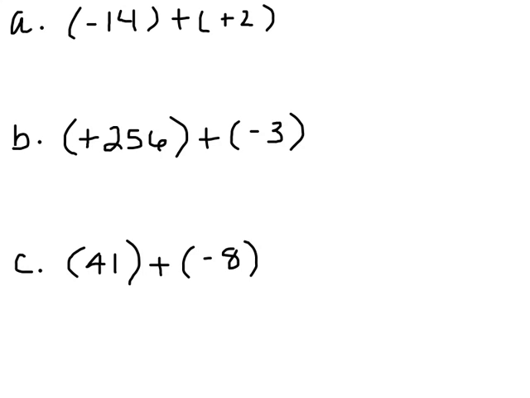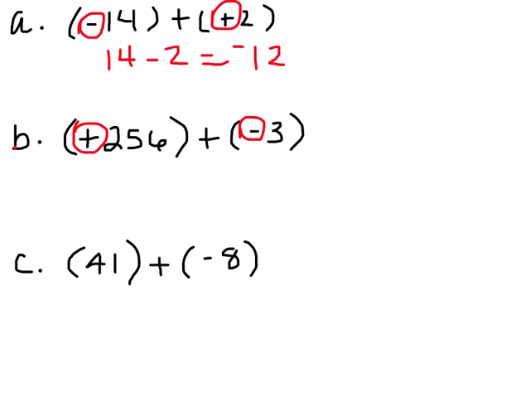Alright, in A we have a negative and a positive. So that means it's going to be a subtraction, so I'm going to say 14 minus 2 is 12. The larger number is 14 and it has a negative sign, so my answer is going to be negative 12. B, I have a positive and a negative, so it's a subtraction. 256 minus 3 equals 253. My larger number was positive, so this is going to be a positive answer.